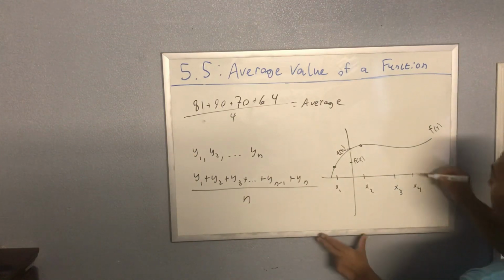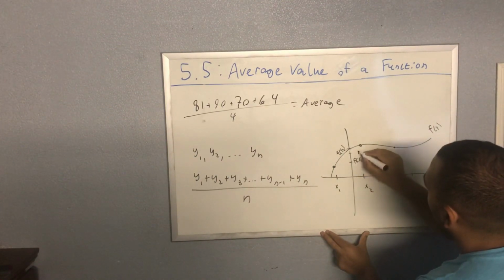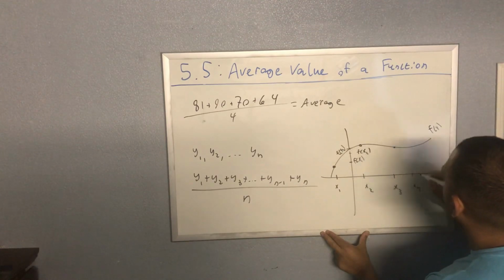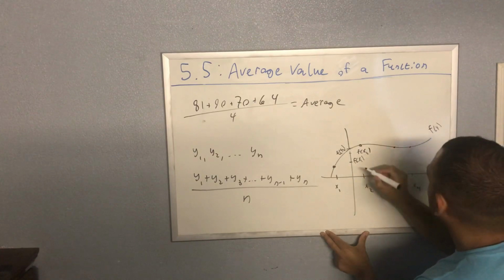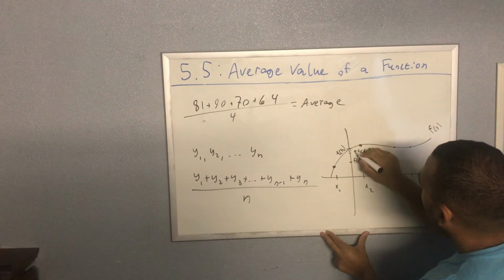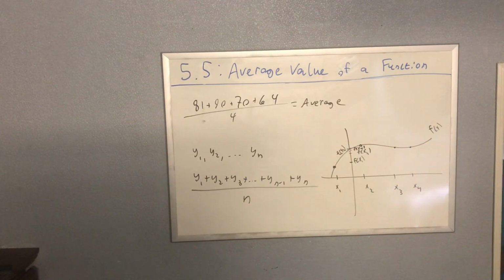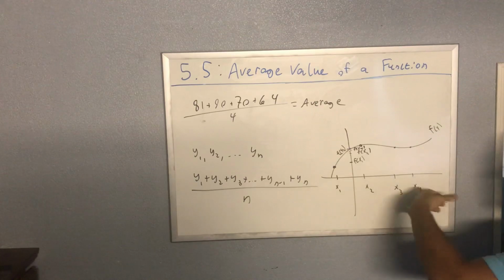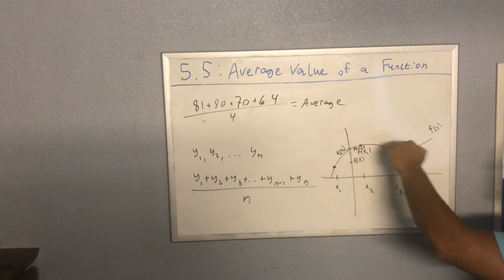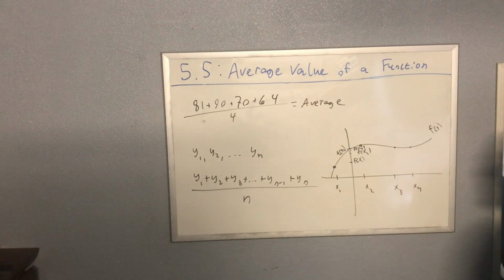And then same thing here. This output right there is f of x3. And then this one is pretty close to it, almost identical, slightly above it, is f of x4. But you get the point, right? These are the values of the function, the outputs. The inputs are just inputs. The values the function takes are the corresponding outputs.